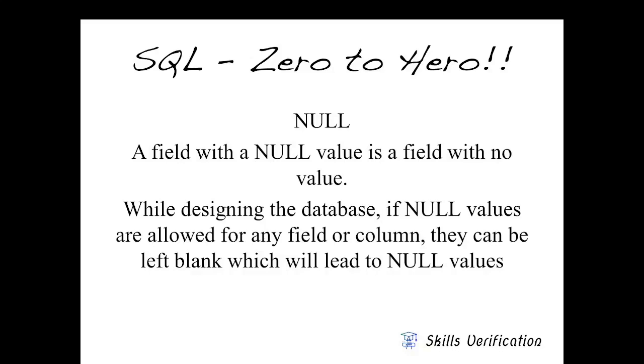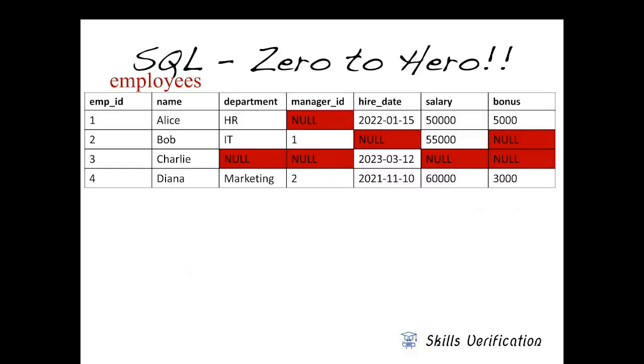Looking at the columns of our updated employee table, you'll notice that columns like Department, Manager ID, Hire Date, Salary, and Bonus can have null values. When no data is submitted for a particular field, it appears as null in our table. Important to note, null is not zero, it's simply an unknown value.